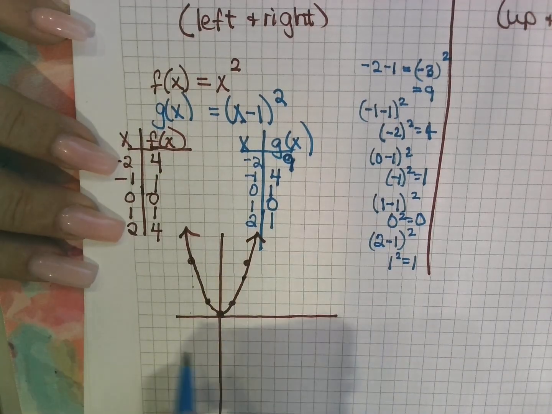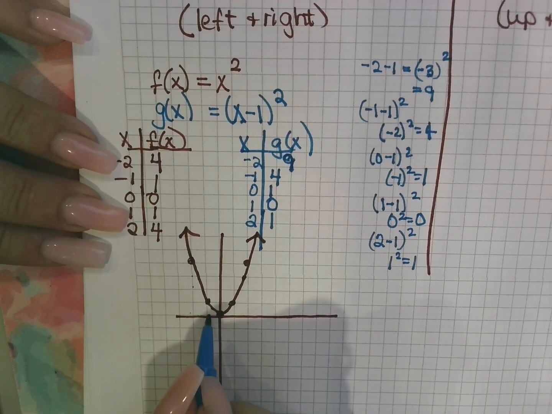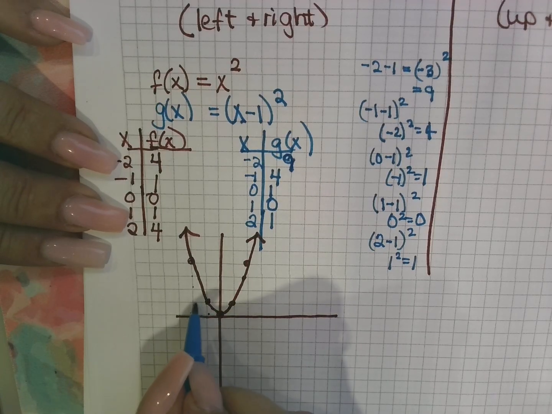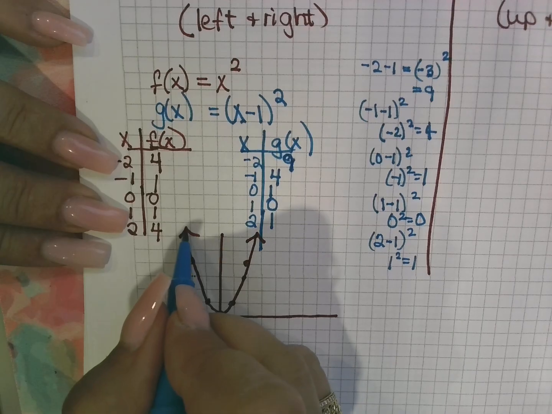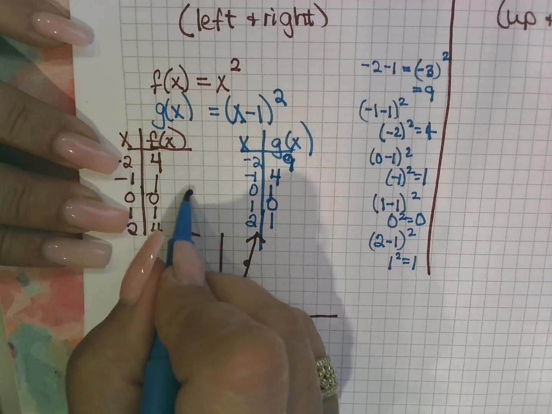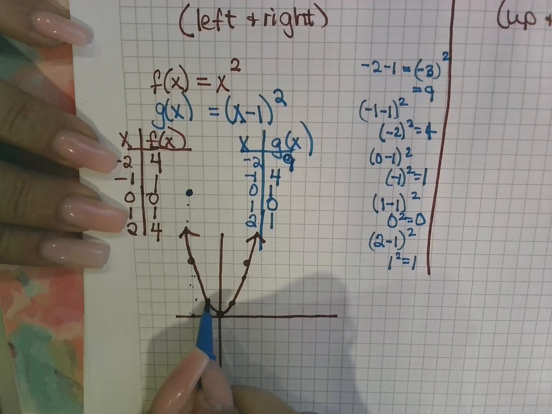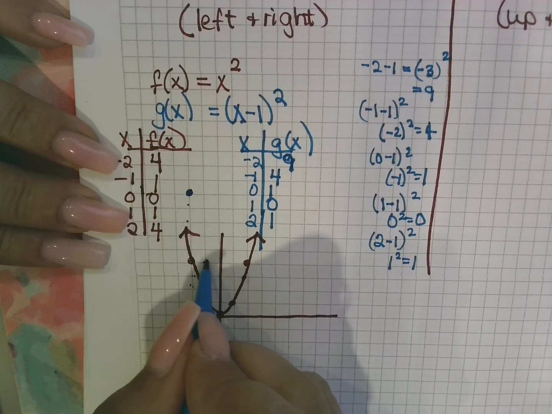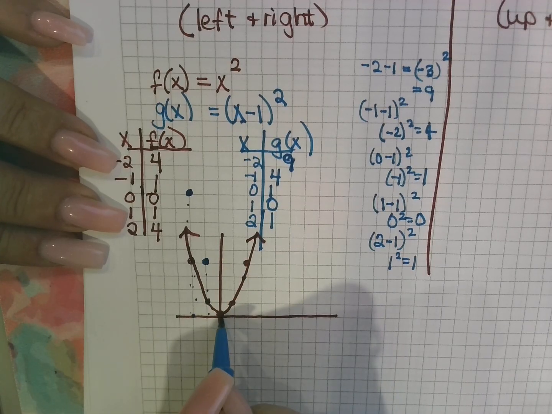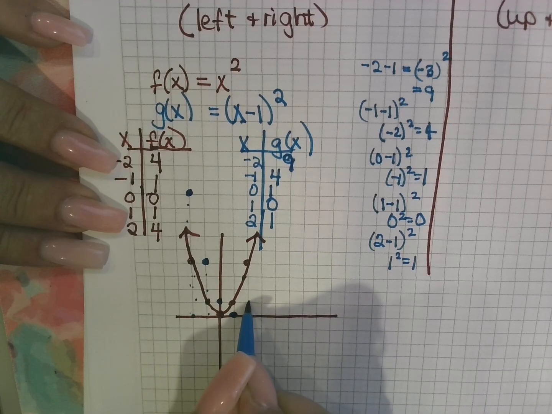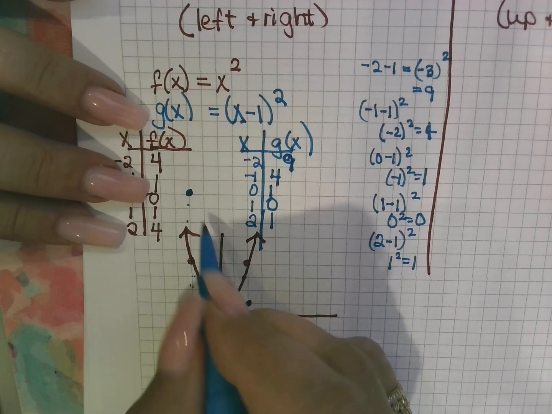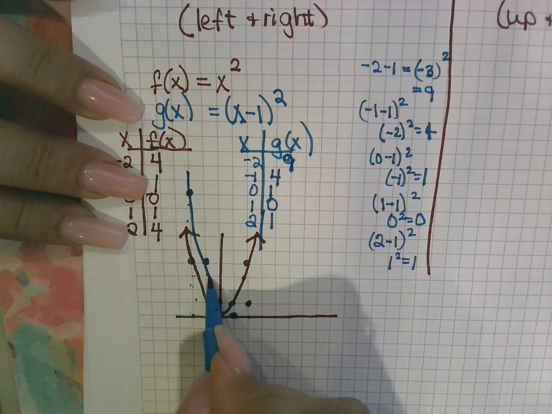Now we're going to do the transformed. It's -2, 9. So 1, 2, 3, 4, 5, 6, 7, 8, 9. It's -1, 4. It's 0, 1. And it's 1, 0. And it's 2, 1. All right? So we can see this is doing this.